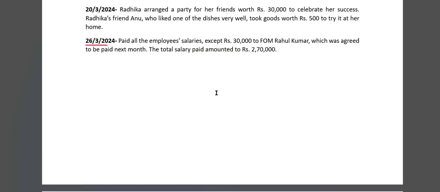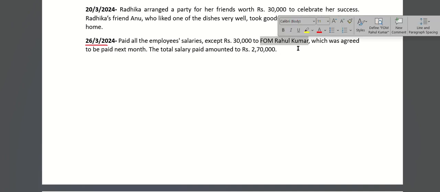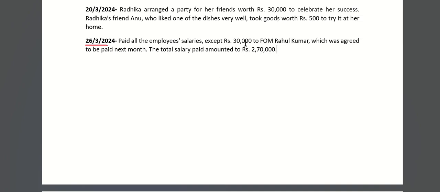But what happened on the third month? On the third month, she paid salary to everyone except one person, FOM Rahul Kumar. FOM means friend of the manager. Okay. His salary was 30,000. She was unable to make the payment on the third month, but for everyone else, she made the payment. Just see, here it is given as 2,70,000 was the amount she paid as salary.